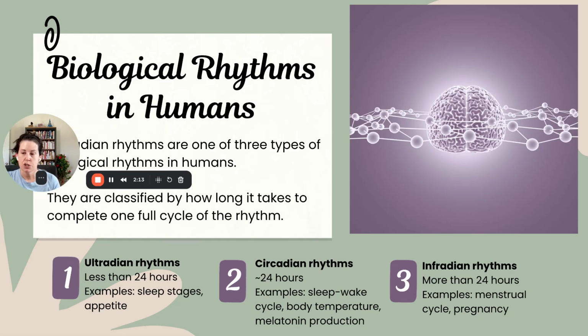Circadian is about 24. So the word circadian comes from the Latin circa, meaning about, and dies, which means day. So it's about a day. An example of this would be your sleep-wake cycle. So not the stages of sleep within your sleep cycle, but the full 24 hours of I'm asleep for a period of time and then I'm awake for a period of time. Also, your circadian rhythm manages stuff like your body temperature and your melatonin production, all of which are also very relevant to what your sleep looks like.